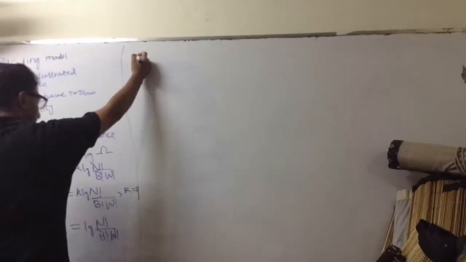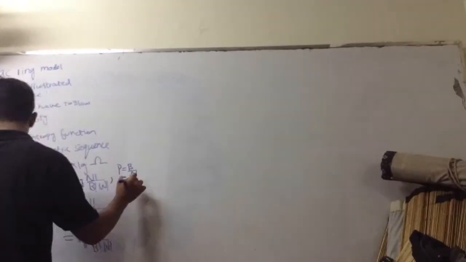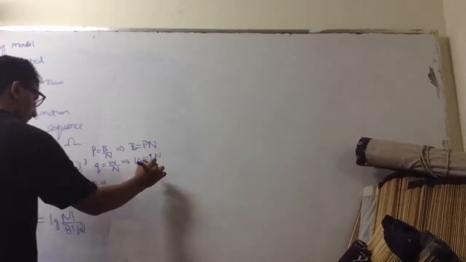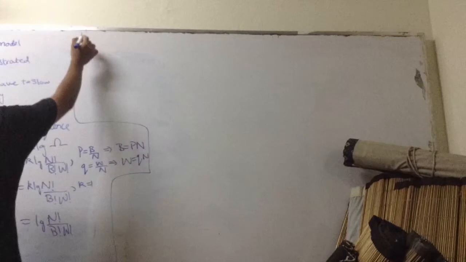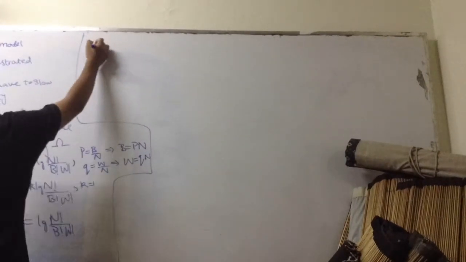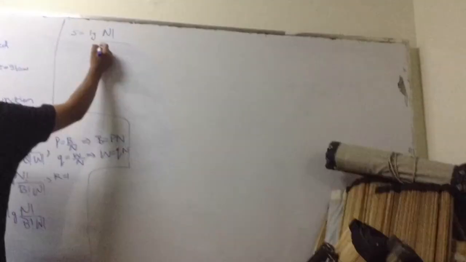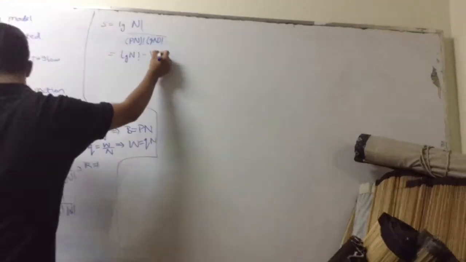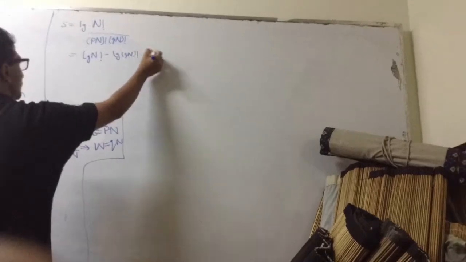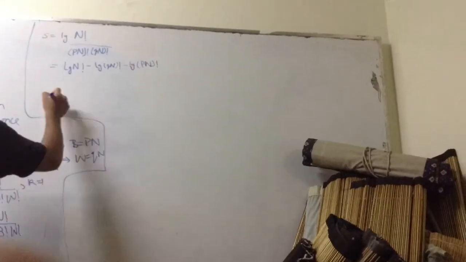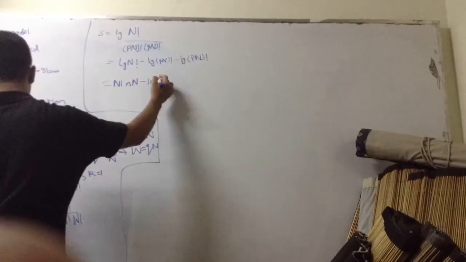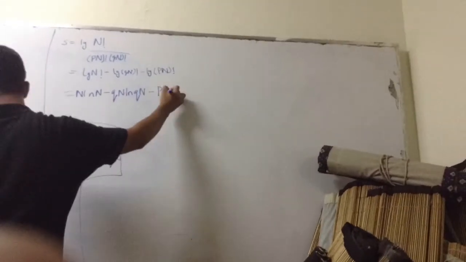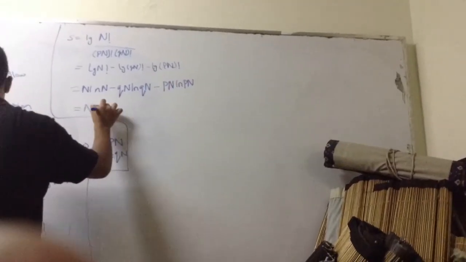The p is equal to b over n and q is equal to w over n, where b is equal to pn and w is equal to qn. Okay, so moving on, S is equal to log of n factorial over pn factorial and qn factorial, which is equal to log n factorial minus log qn factorial minus log pn factorial. So here comes n natural log n minus qn natural log qn minus pn natural log pn.